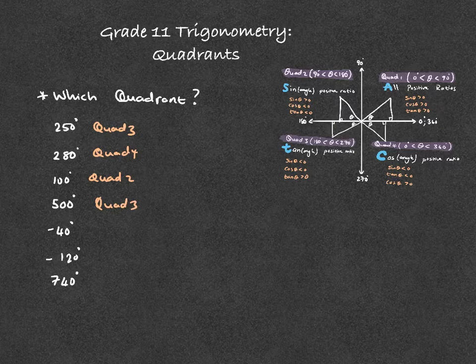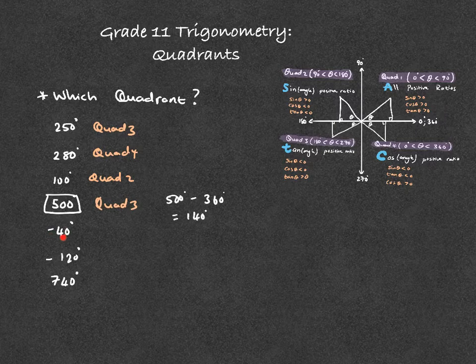A quick way to do it is to look at whether an angle is greater than 360, and you just keep on subtracting 360 from it. So 500 degrees minus 360 is going to equal 140 degrees. And we would locate 140 degrees. That would be in quadrant 2, right? So that's just another way to do it.